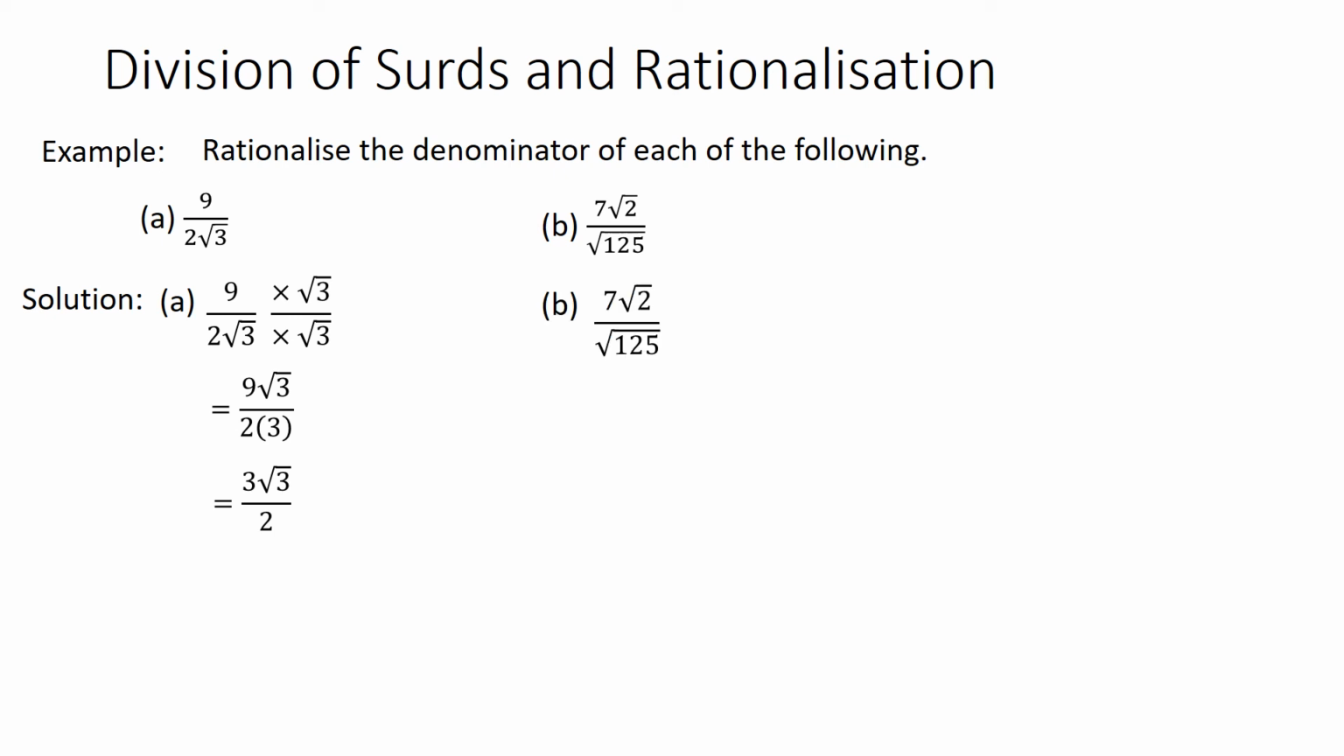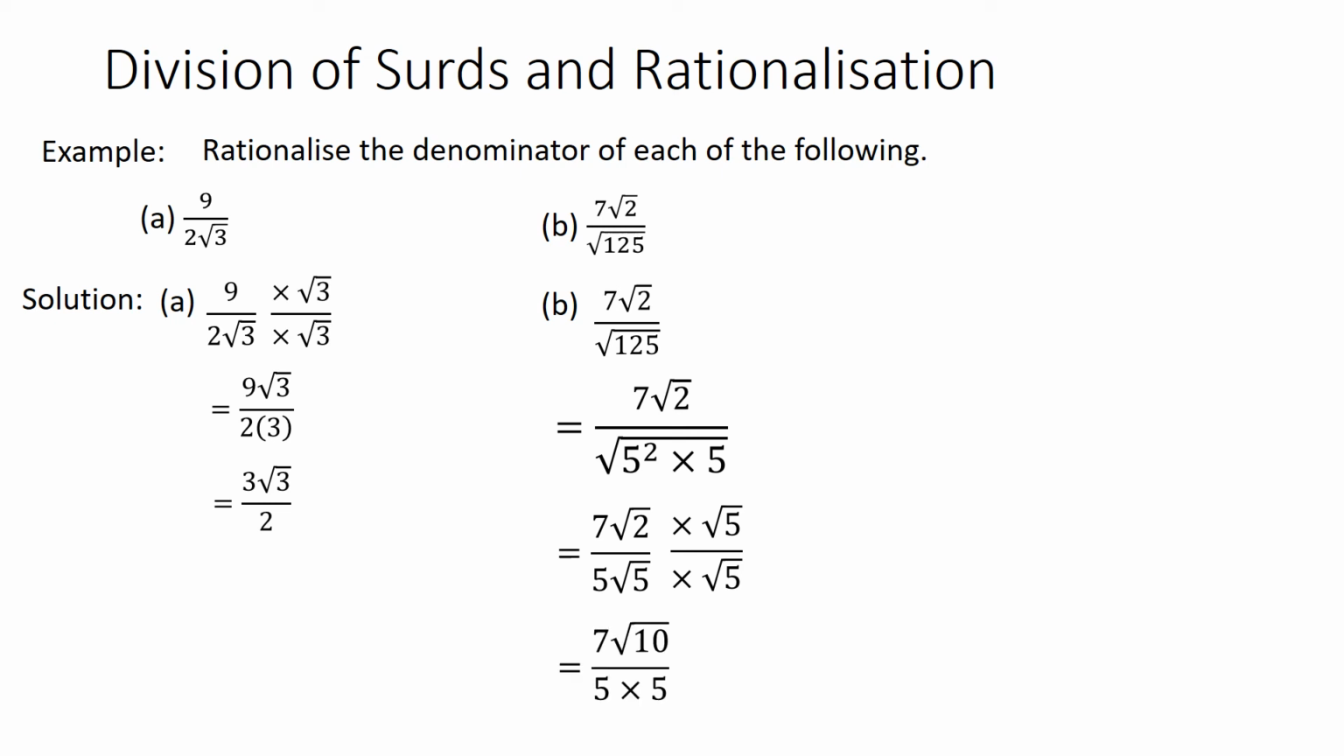For B, 7 surd 2 over surd 125, we can rewrite it as 7 surd 2 over surd 5 squared times 5, and we get 7 surd 2 over 5 surd 5. Now we can multiply surd 5 at the top and surd 5 at the bottom. We'll get 7 surd 10 over 5 times 5, which the answer is 7 surd 10 over 25.